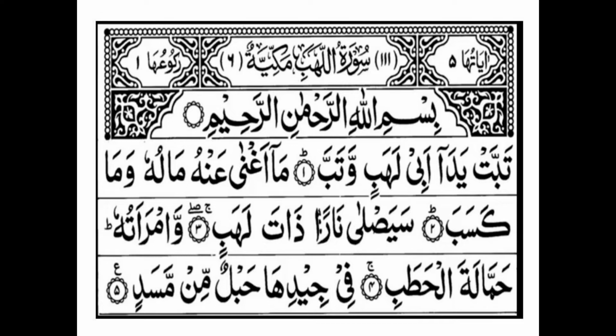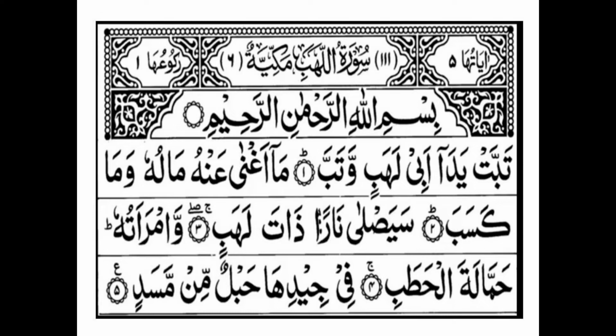Wama. Stretch meem because alif is next to zabar. Wama. Kasab. Do qalqala on ba, but this time ba doesn't have tashdid, so just do medium qalqala. So when tashdid comes on qalqala, then do strong qalqala. Kasab.